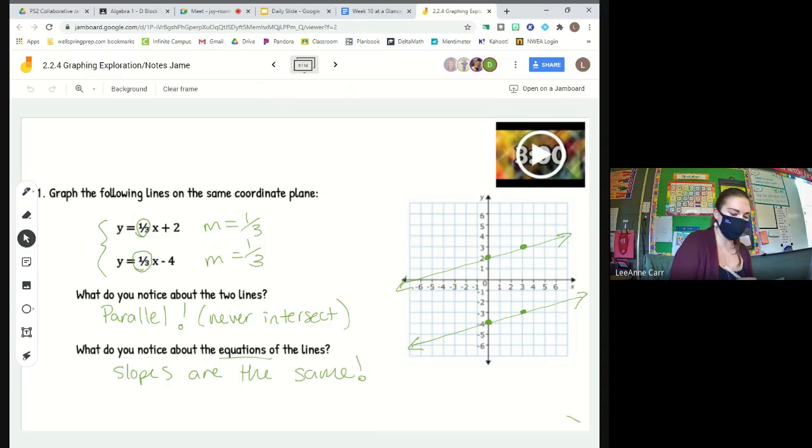But let's talk about b. b is 2 in our first equation, but 4 in our second equation. Emery, stay with me. Our slopes are the same. Are our y-intercepts the same? No, they're not. They're different. We have 2 and 4 here. So for parallel lines, your slopes are going to be the same, but you will have different y-intercepts.